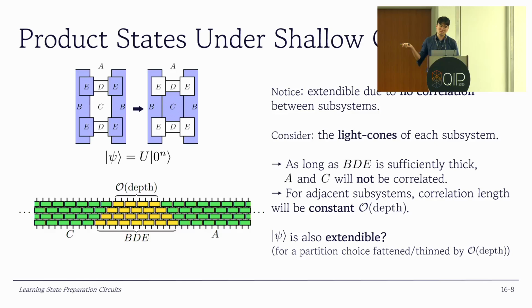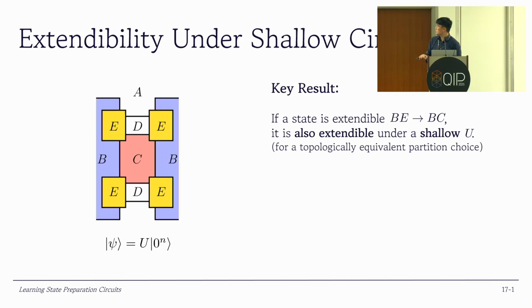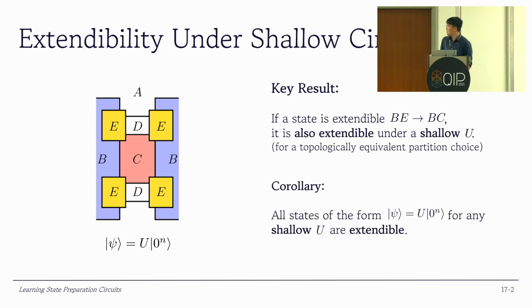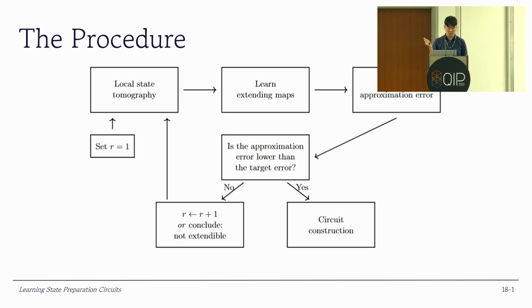So then we may suspect that psi is indeed also an extendable state, perhaps for some partition choice that is fattened or thinned by the order of the depth, the constant depth of the circuit, because again, correlation length can only go that far. So another key result that we have for this partition at least is that if a state is extendable from BE to BC, it is also extendable under a shallow U for a slightly different topologically equivalent partition choice. And the corollary of this is, since for any shallow circuit U this should work, any state of this form of shallow U should be extendable, like so. So basically we not only discuss the product states, but basically all states that are connected via a shallow depth unitary to it as well.